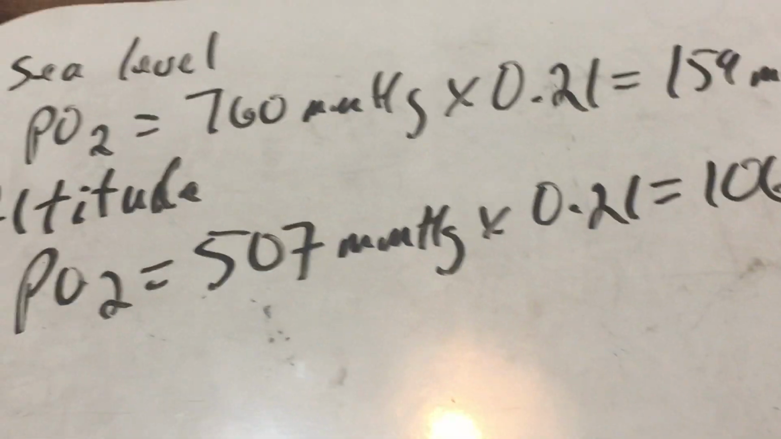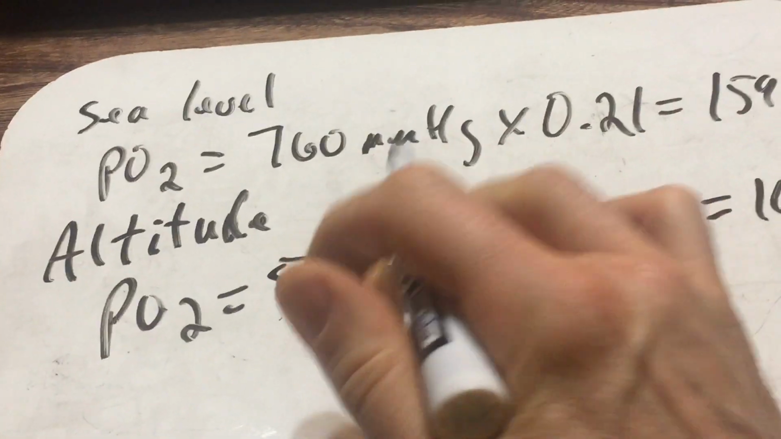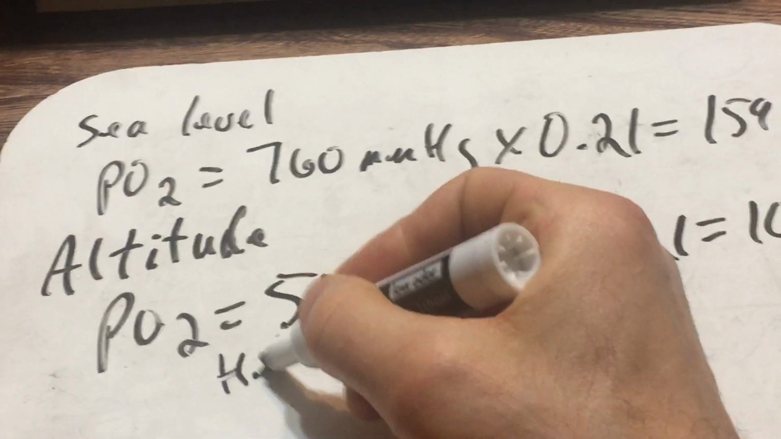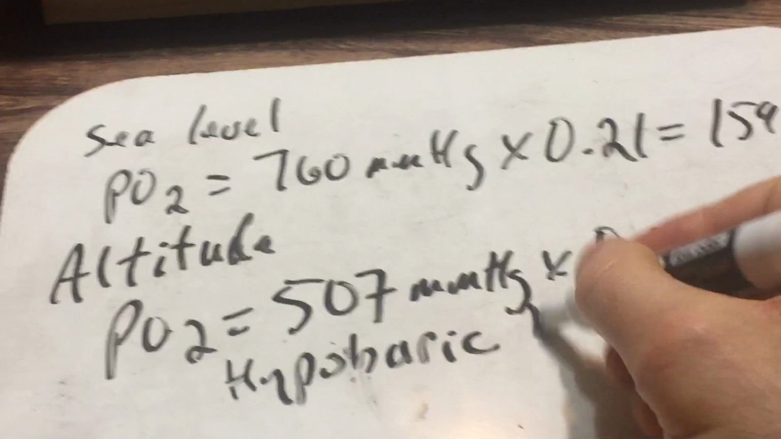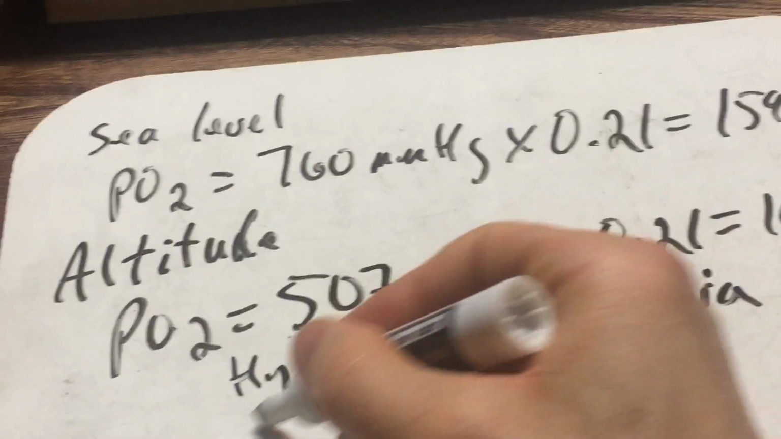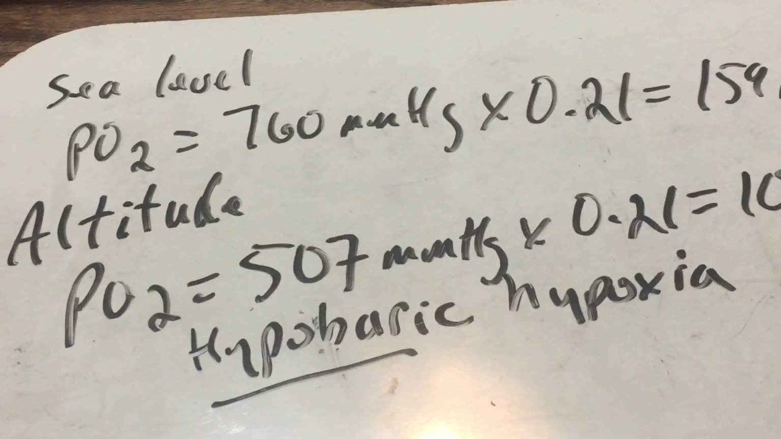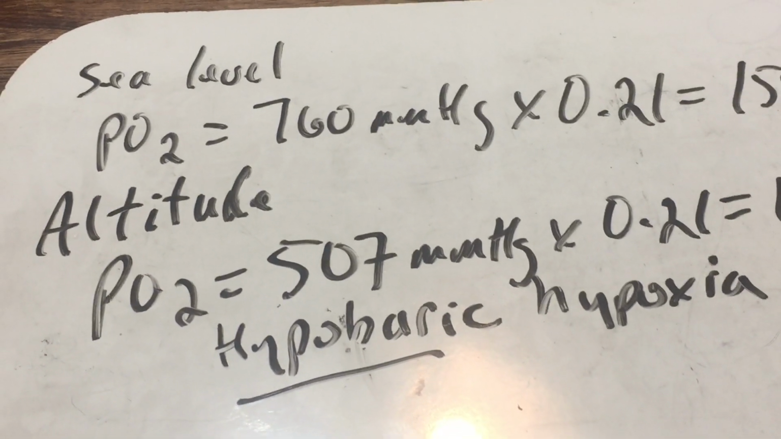So this hypoxia that you experience at altitude is termed hypobaric hypoxia. The term hypobaric just means that you have a lower than normal atmospheric pressure.